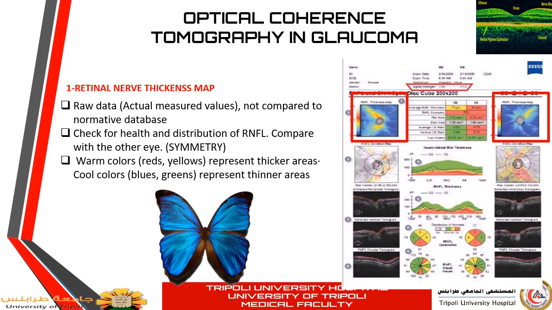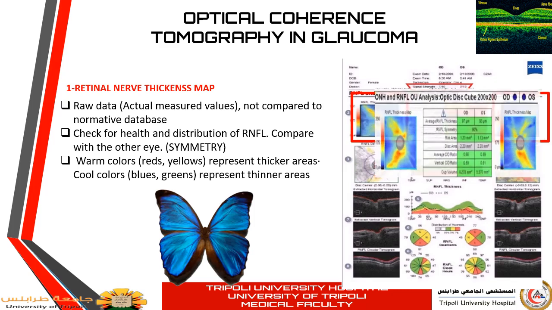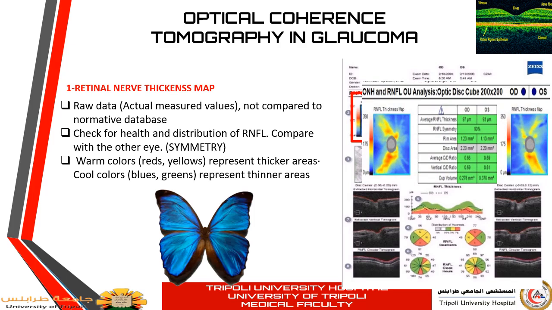Among the things that you have concentrated in the thickness map is the symmetry. The symmetry between the upper arm and lower arm, and the symmetry between the two eyes. It gives you an appearance like a butterfly wings. So if there is any abnormality in the symmetry, it also indicates significance. So it's important to look for the symmetry. And this is only the normative data. We don't speak about the deviation map yet.